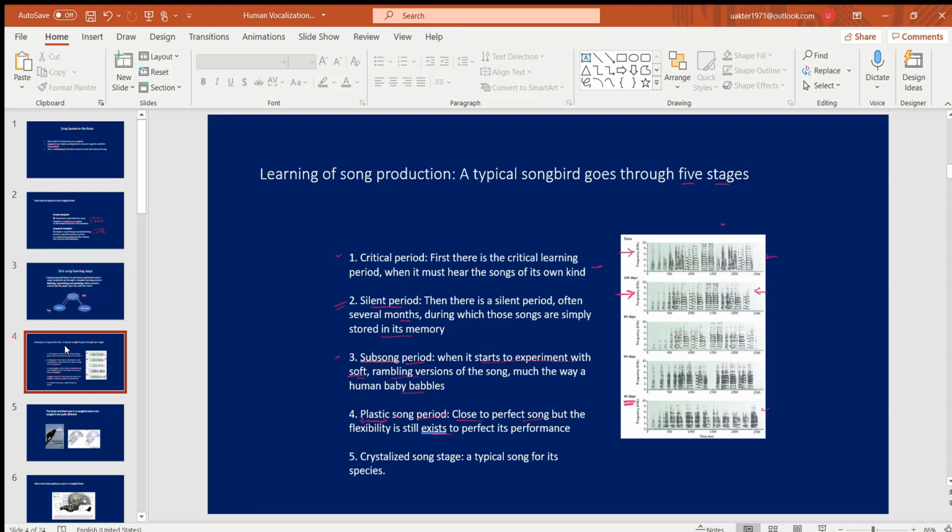So you can see they are very similar. If you see these structures, they are very similar to the parent's song. Makes sense? Once the crystallized period arrives, you won't be able to change that song much. The flexibility or plasticity is no more there. Okay, so those are the different stages or periods of song development in songbirds.